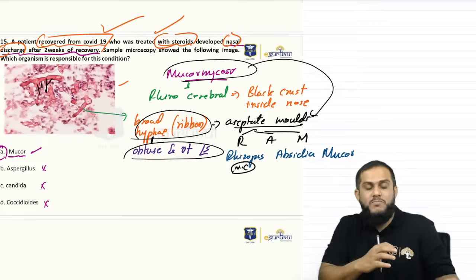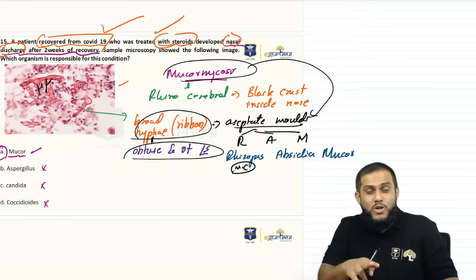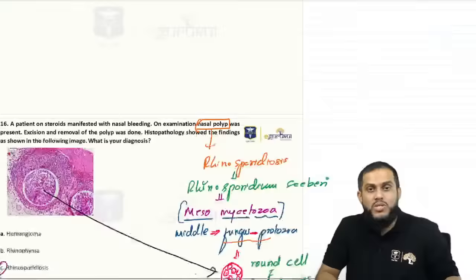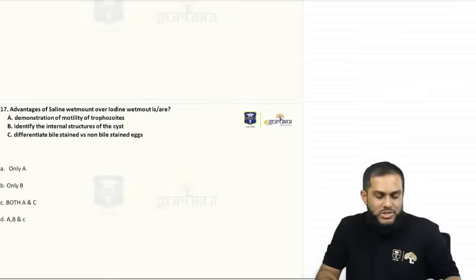But an image-based question on dichotomous branching, acute angle and aseptate branching versus obtuse angle, is always very difficult. It is always confusing. There should be something in the clinical history favoring it. The complete clinical history is in favor of mucormycosis. And you got the answer here. Question number 16, option C. Moving to the next question.